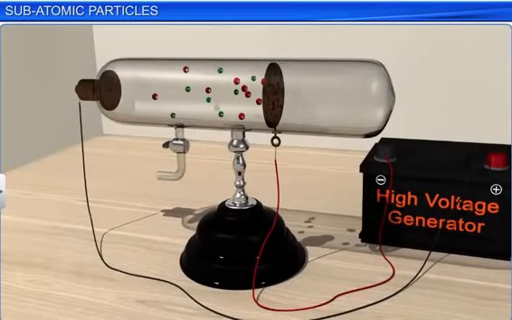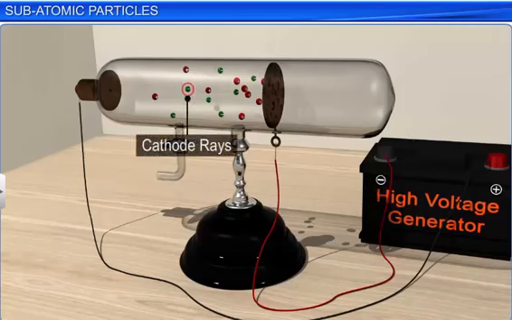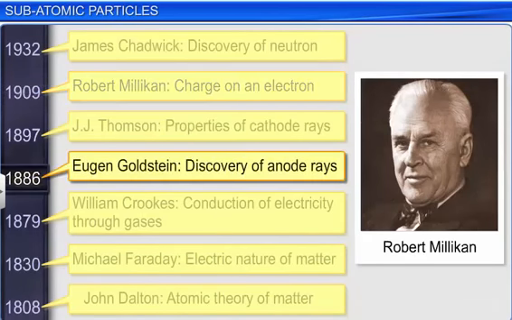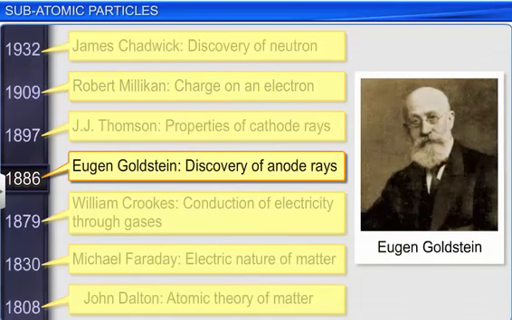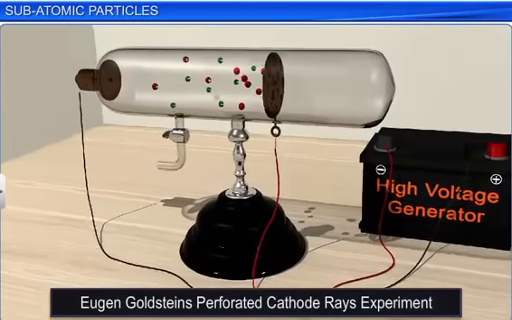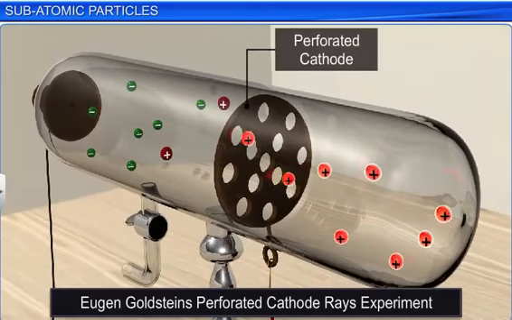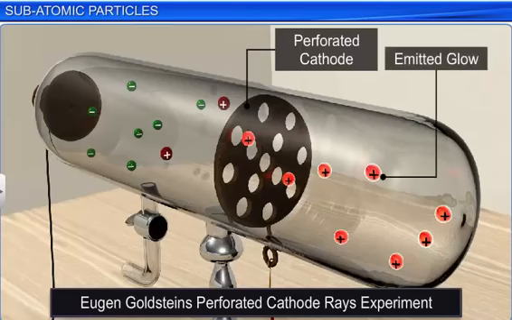Just like the discovery of cathode rays led to the discovery of the negative particles called electrons, the discovery of anode rays led to the discovery of the positive particles called protons. Anode rays, also called canal rays, were discovered by E. Goldstein in 1886, when he repeated the cathode ray experiment conducted by Crookes with a perforated cathode instead of a perforated anode.